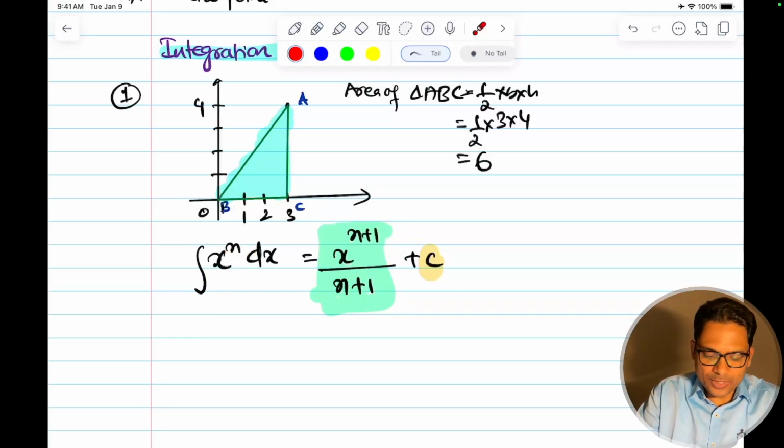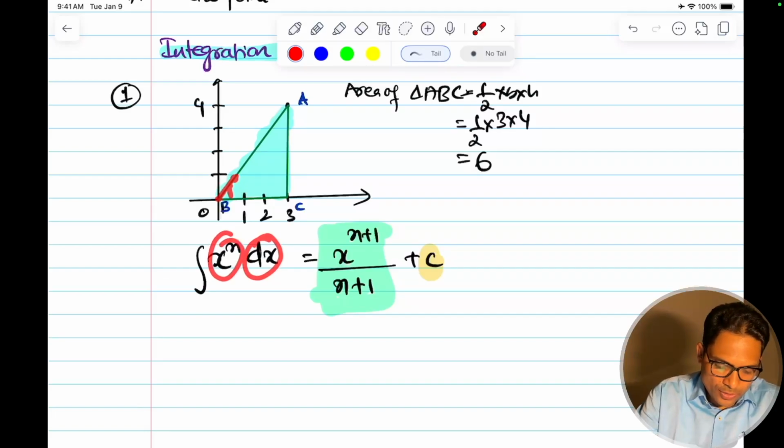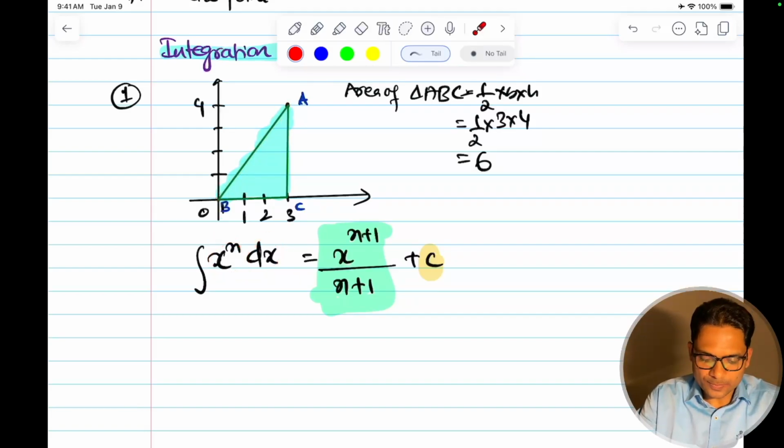Integration is nothing but summation. So what do we do? For example, if I cut this triangle into very thin strips, and I add all those thin strips together, then I can get the area of that triangle. That's what integration is. The dx is like a very thin strip, and we move along the equation of this line.